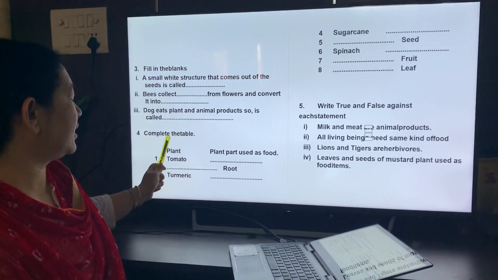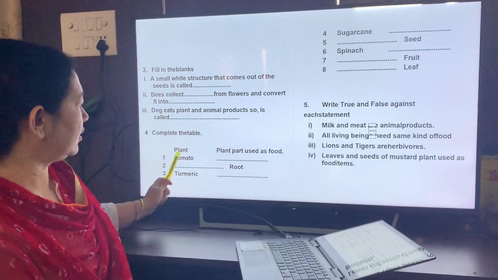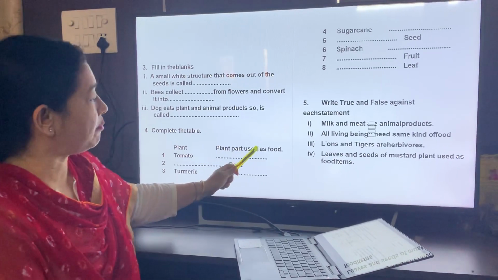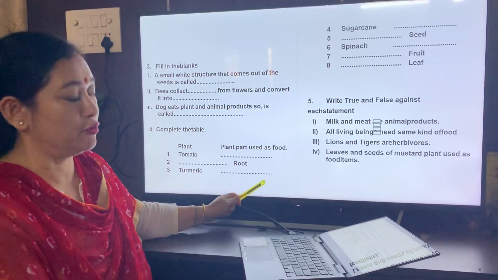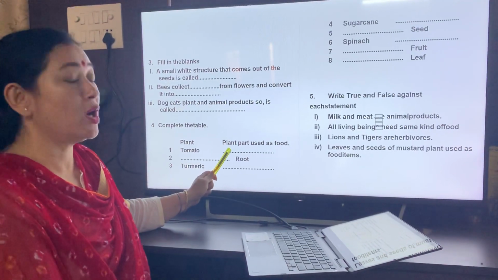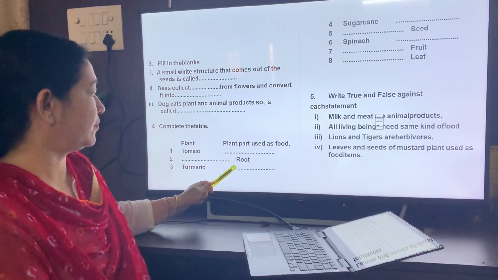Next, you have to complete this table. The table is given here. These are the plants, plant products, and these are the parts that are eaten as food. For example, first one is tomato. So tomato is what part of the plant? You have to write here.